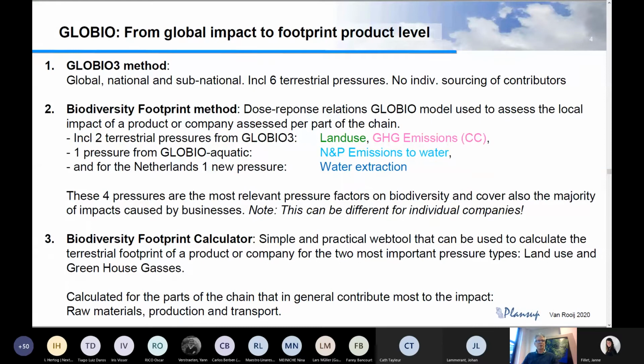And then the biodiversity footprint calculator also looks at the biodiversity footprint method, but only takes the two most important pressures, land use and greenhouse gases. And it only looks at the parts of the chain which are most important, which is often the raw materials and the production, and we added the transport. So the calculator is just a practical web tool that everybody can look into. It's open source, so everybody can use it.